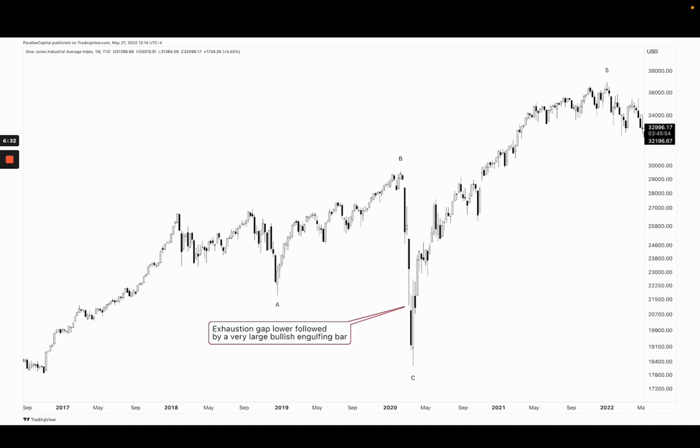Here's a flat, a large flat. This is a weekly time frame chart on the Dow Jones Industrial Average. Same thing: we get an exhaustion gap lower followed by a very large bullish engulfing bar.